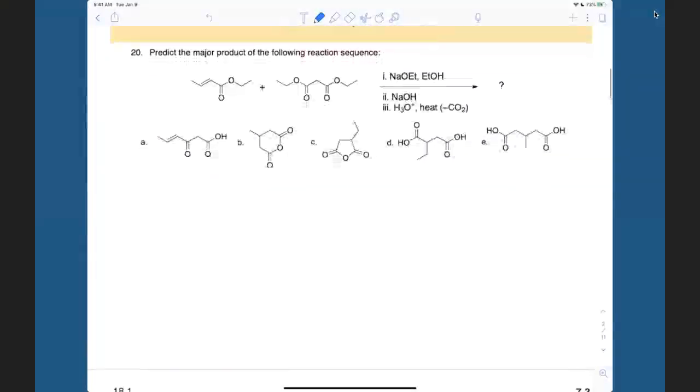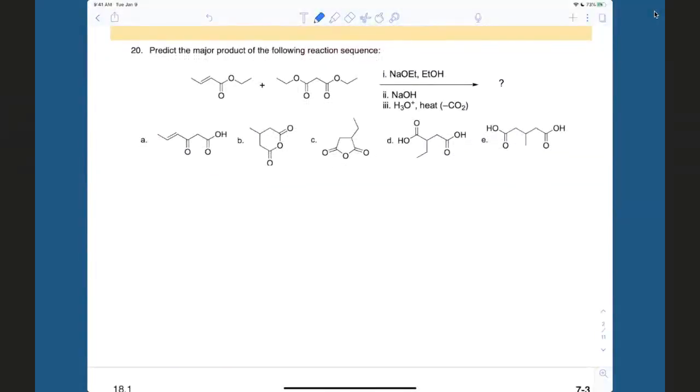The next question is something from the most recent topic area. We have a mixture of sodium ethoxide and ethanol. The first thing we always want to do is check that we have ethoxide to match with our ethyl esters. So we're good there. We don't need to check to see if there's going to be any unwanted transesterification.